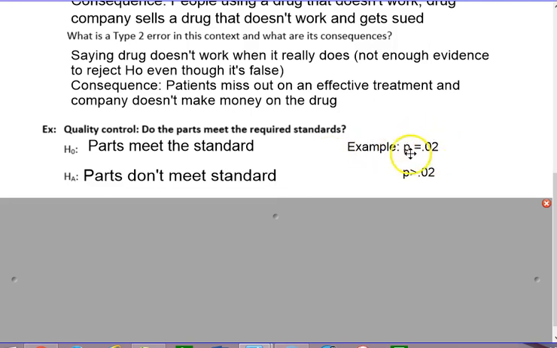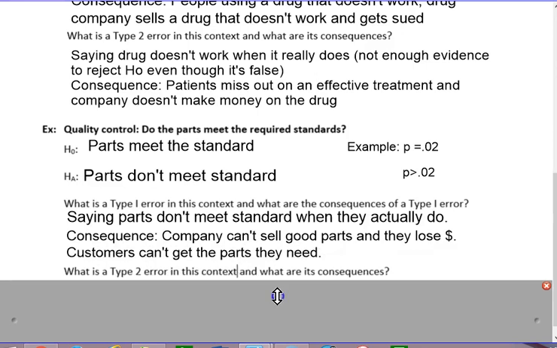So for example, let's say our standard is that only 2% of the parts or less are defective. If that's the case, we're going to say the parts meet the standard. But if more than 2% of the parts are defective, then we'll say the parts don't meet the standard. So you're going to do something like that with percentages or means or something to define this.